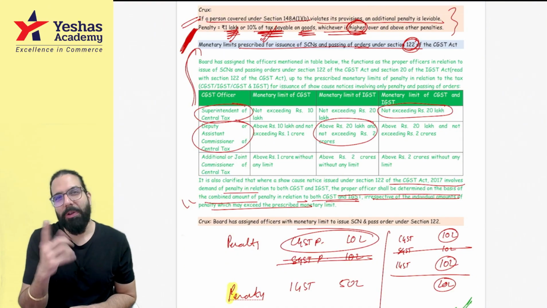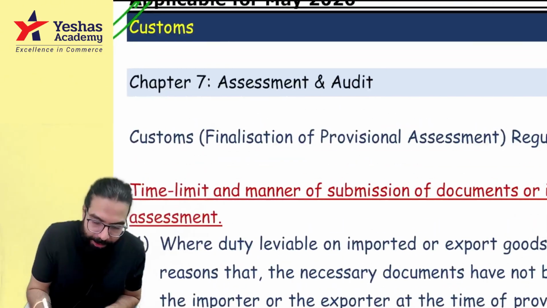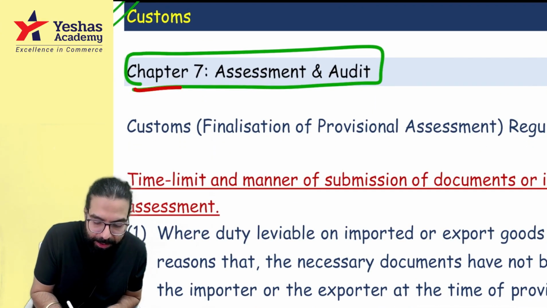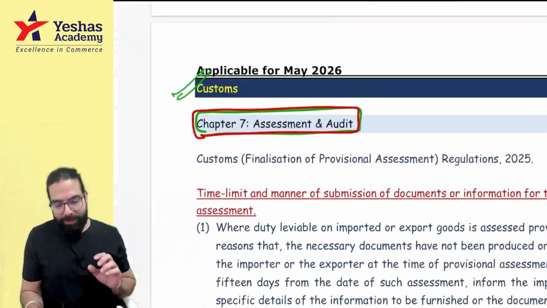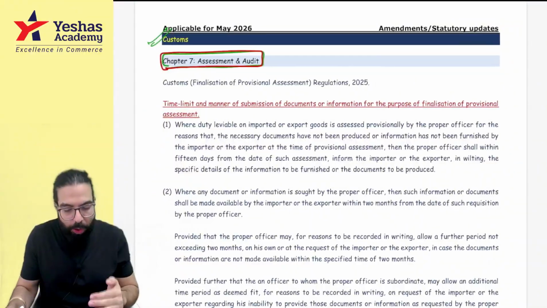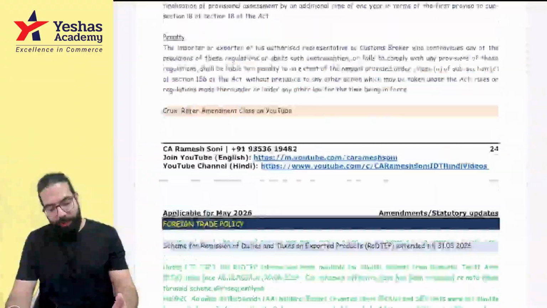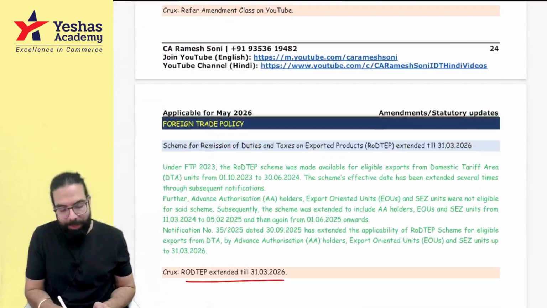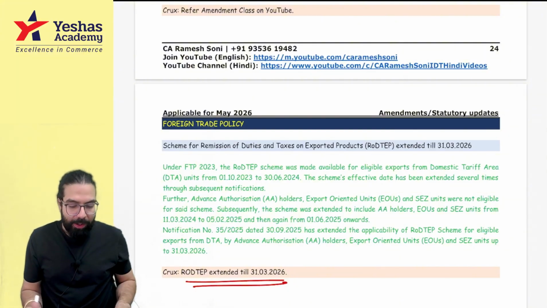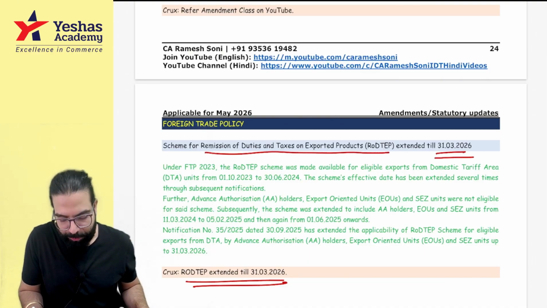Customs, FTP, nothing. One small point: in customs, one chapter is there, which is the assessment and audit chapter. In customs, no other chapter has any amendment. The whole customs provisional assessment regulation has been amended, and I am trying to see how we can simplify it and make a chart. FTP, nothing. RODTP scheme is extended up to 31st March. Remission of duty on goods, which was there, has now been extended up to 31st March 2026.